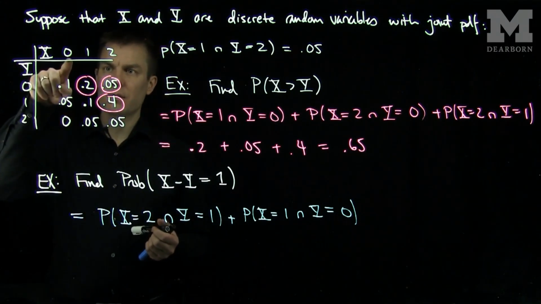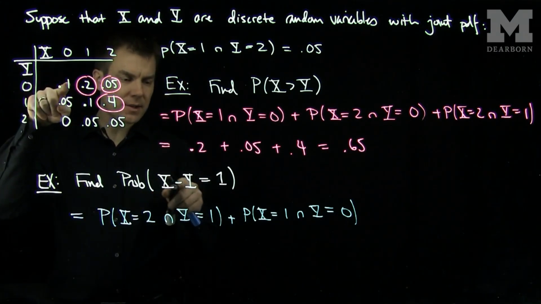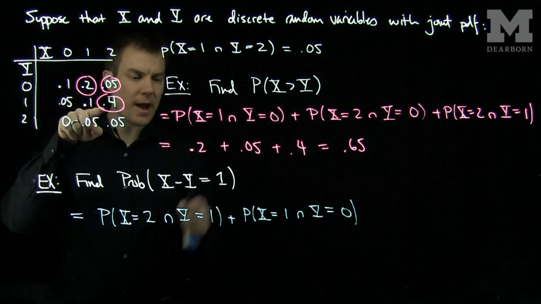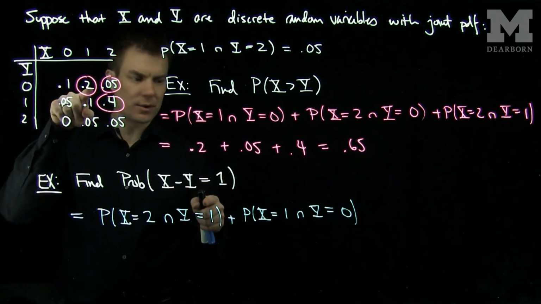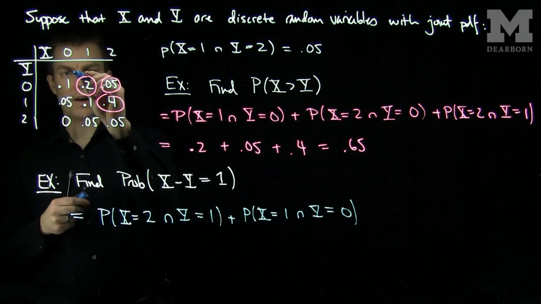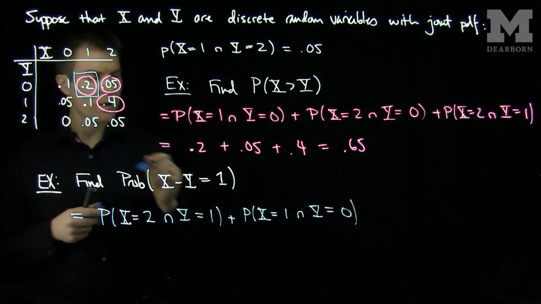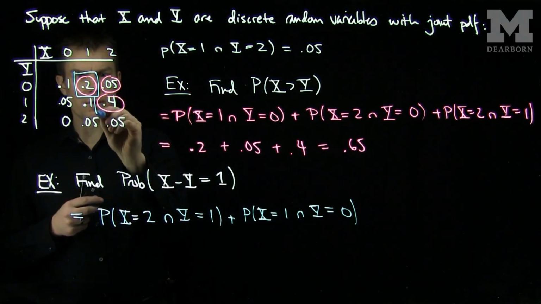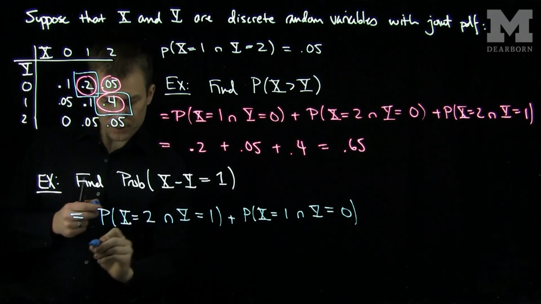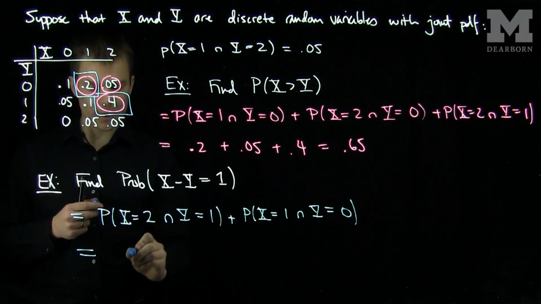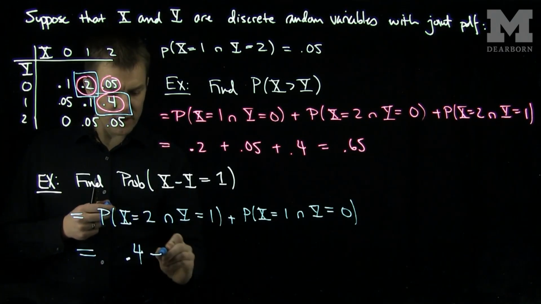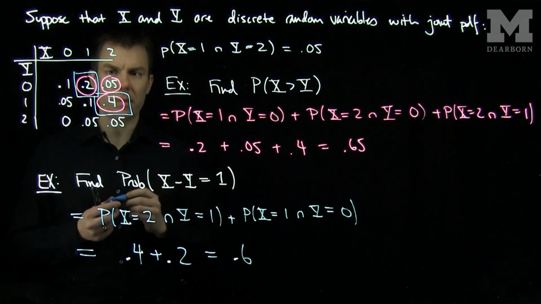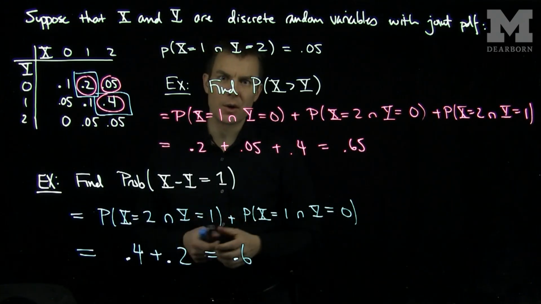Because if X is 0, for example, then this expression over here can never be equal to 1. If X is equal to 1, the only way that X minus Y can be equal to 1 is if Y is 0. So this value will work. So this is one of our blue values over here. And if X is 2, then the difference can be 1 only when Y is equal to 1. So this value over here is the other blue value. So these two blue values, we see this first blue value over here is a 0.4, and the next blue value here is a 0.2. So there is a 0.6 probability that X minus Y is equal to 1.